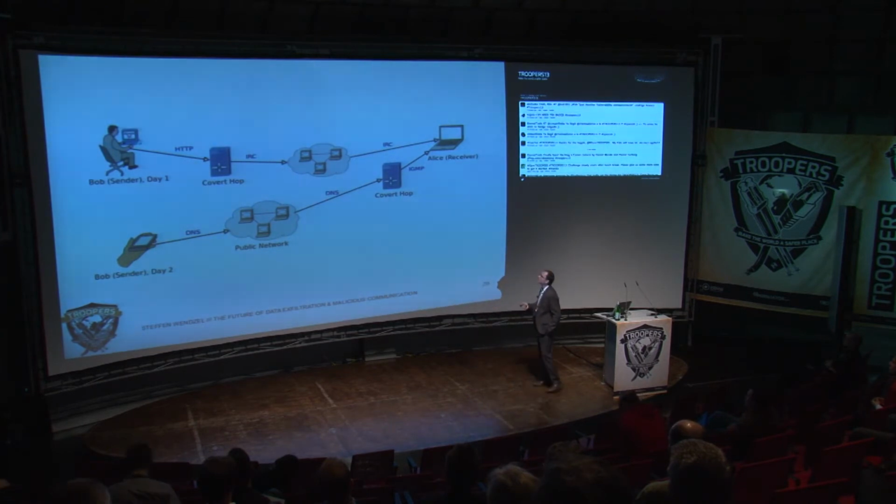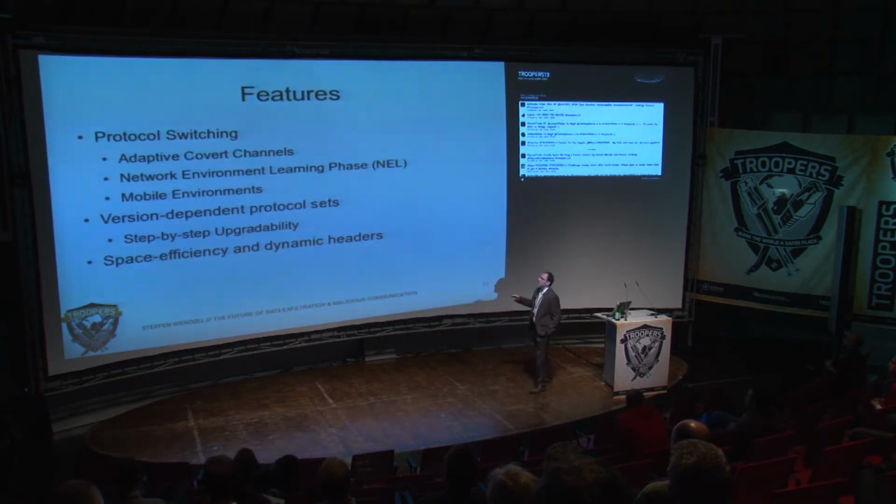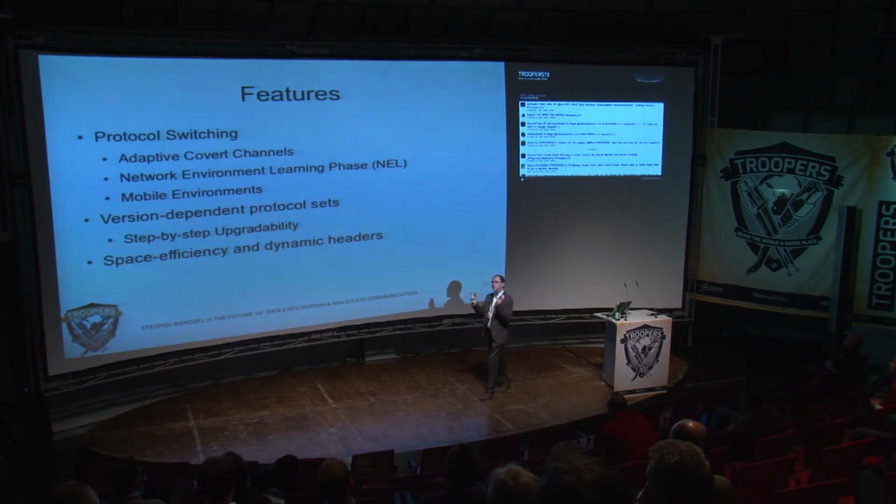And so we advance covert channels. We can, as mentioned, switch the protocol. We have adaptive communication, and we have a so-called network environment learning phase. In the NEL, peers determine the possible communication options between each other, because a priori they do not know which protocols they can use. Or maybe they use different covert channel software versions and something like that.